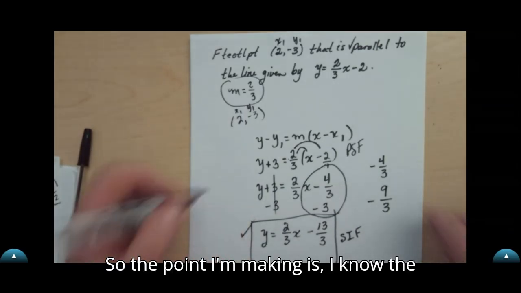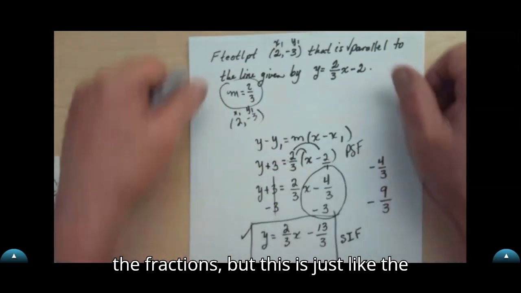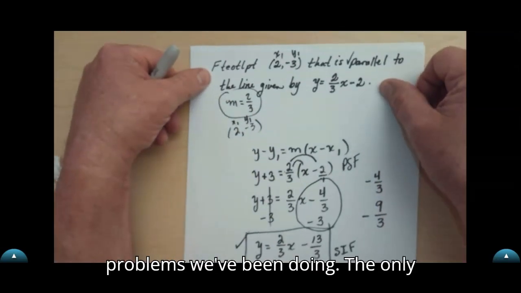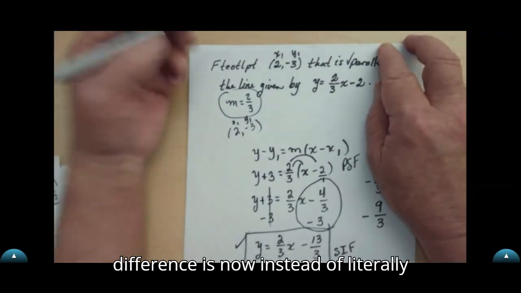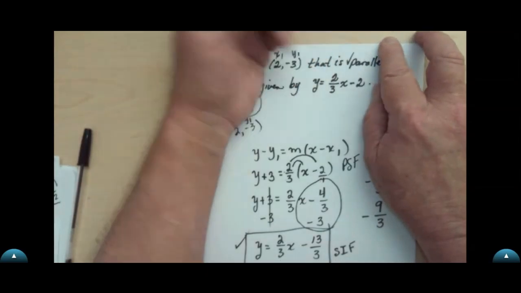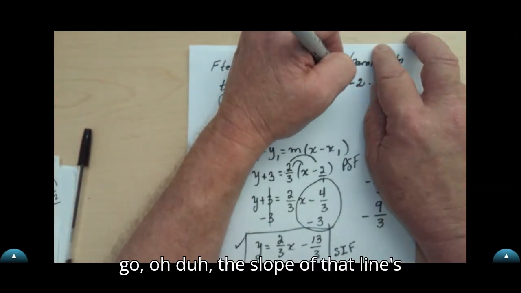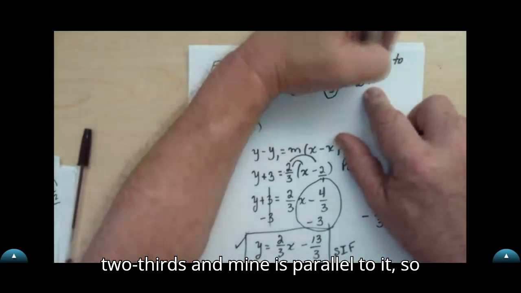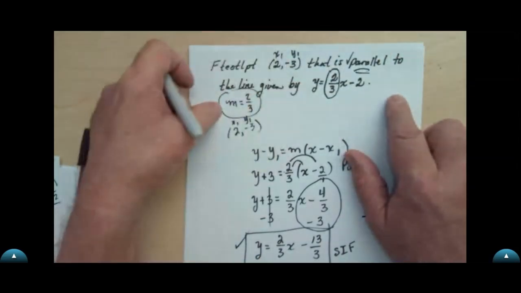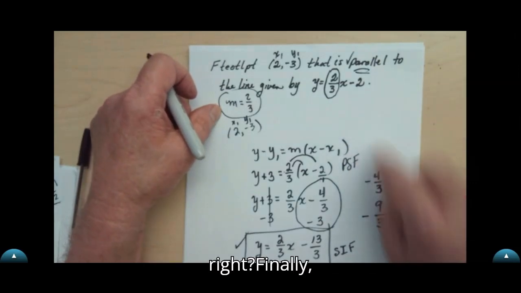So the point I'm making is, I know the arithmetic got a little messy because of the fractions, but this is just like the problems we've been doing. The only difference is now, instead of literally telling you your slope is 2/3, you have to be able to look at this and go, oh, duh, the slope of that line's 2/3 and mine is parallel to it. So they didn't tell me the slope is 2/3, but the slope is 2/3, right?